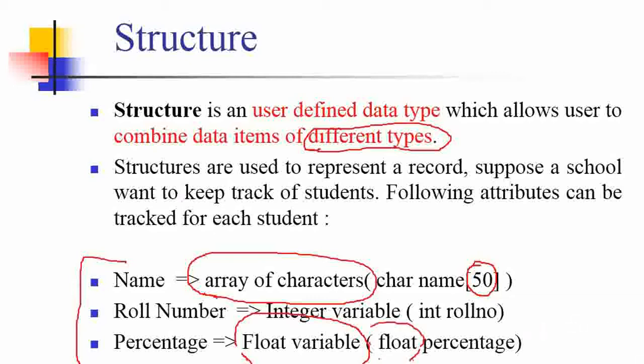Okay, let's move on to the next slide. So here you can see all three are of different types. This is character, this is integer, and this is float, and these will be grouped into one data type, and that data type will be called a structure. So we are defining it, that is why we call it user defined.